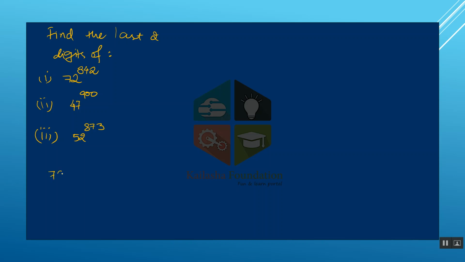72 raised to the power 842 is basically 72 raised to the power 40 into 21, that is 840, plus 2. So the last two digits will be same as 72 raised to the power 2. 72 raised to the power 2 can be written as (100 minus 28) square, or (50 plus 22) square.